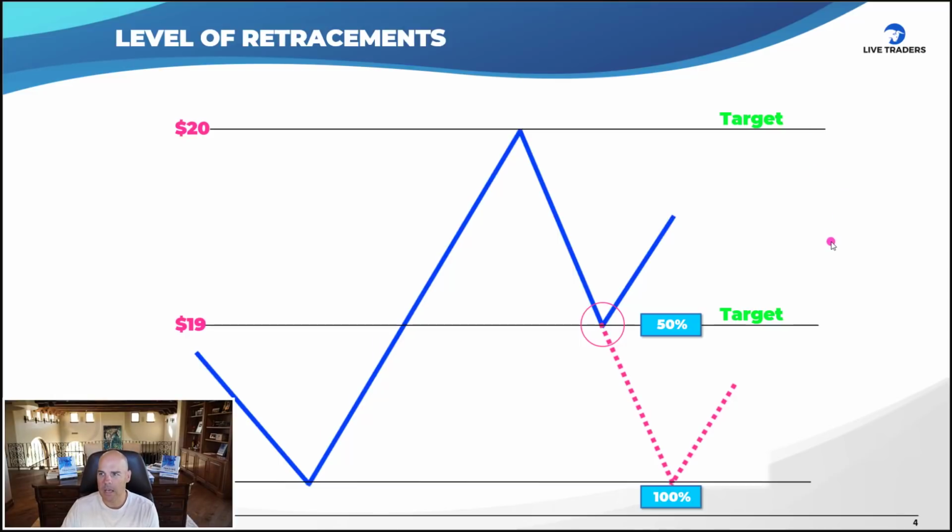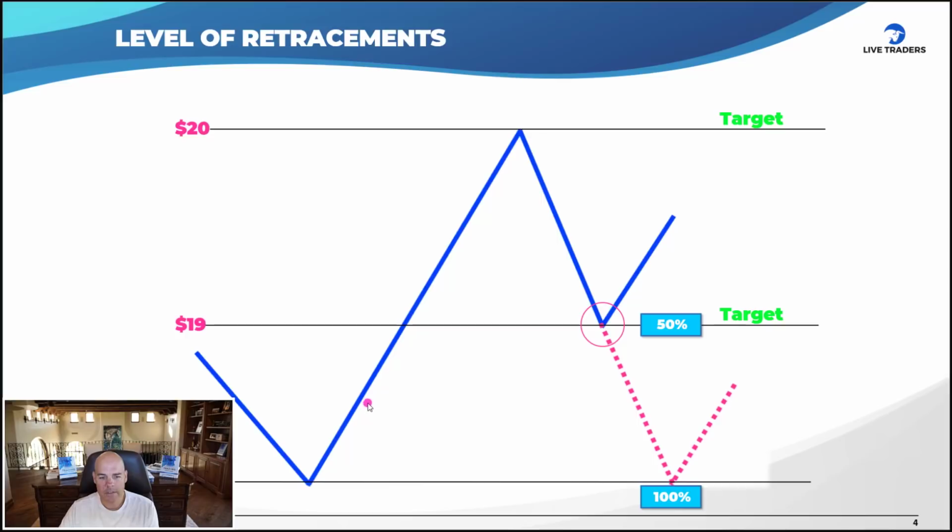Now remember, guys, this is a multifaceted lecture. We're not just going to talk about levels. We're going to talk about angle of retracement as well. We're going to also talk about wide range bars, buying into them, etc. So there's about 4 things we're going to talk about. This is just one of those 4 things.